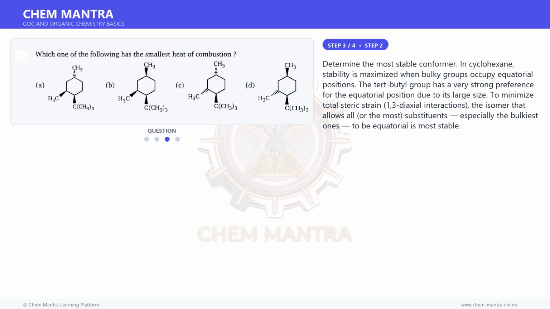Determine the most stable conformer. In cyclohexane, stability is maximized when bulky groups occupy equatorial positions. The tert-butyl group has a very strong preference for the equatorial position due to its large size. To minimize total steric strain, 1,3 diaxial interactions, the isomer that allows all, or the most, substituents, especially the bulkiest ones, to be equatorial is most stable.